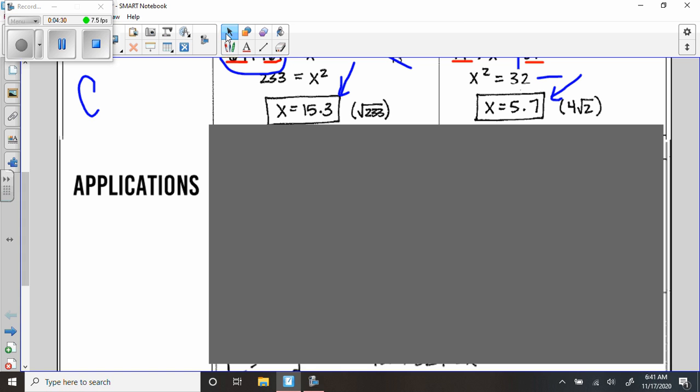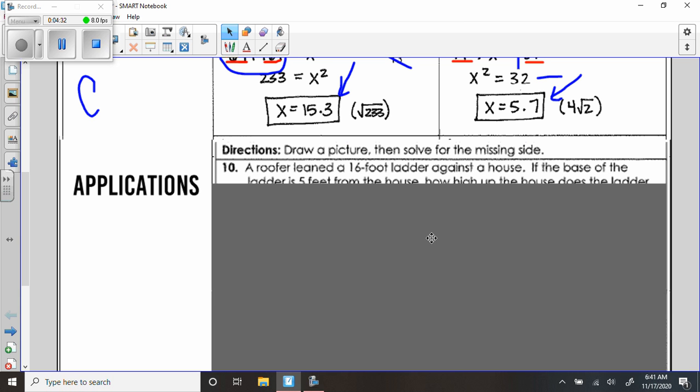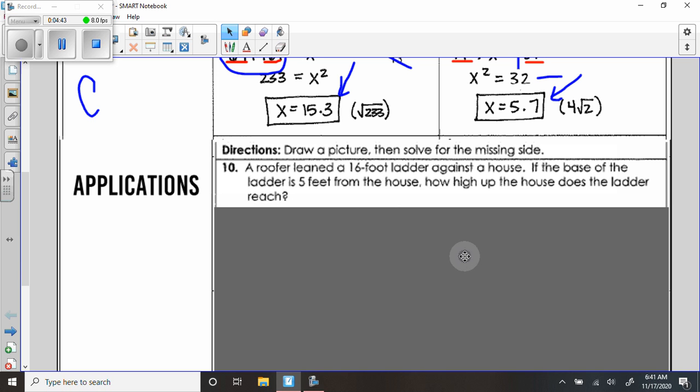Application word problems here. A roofer leaned a 16-foot ladder against the house. The base of the ladder is 5 feet from the house. How high up the house does the ladder reach?